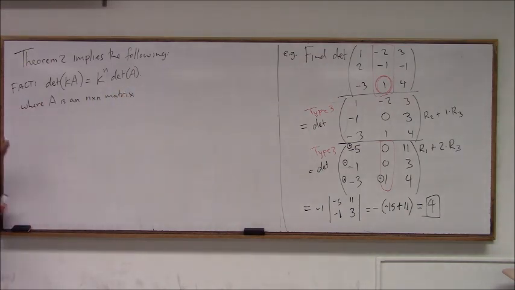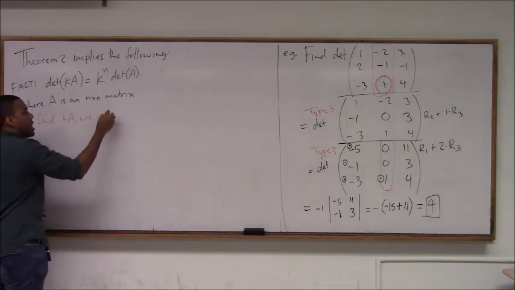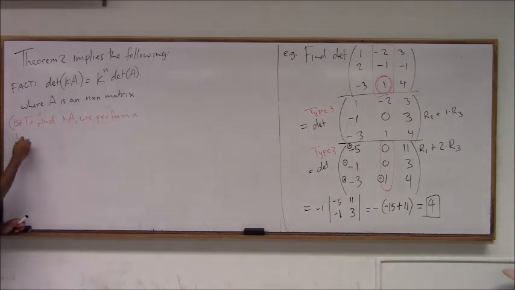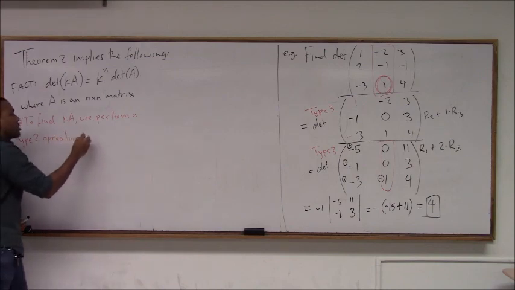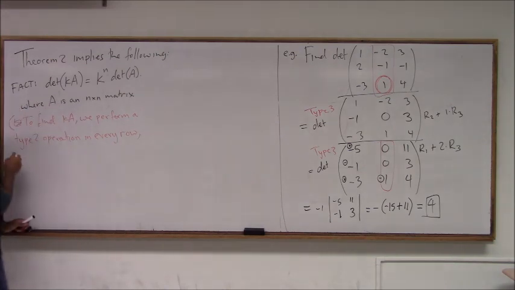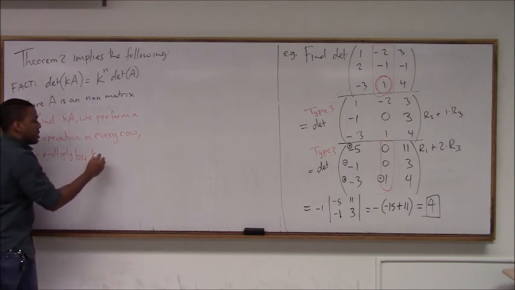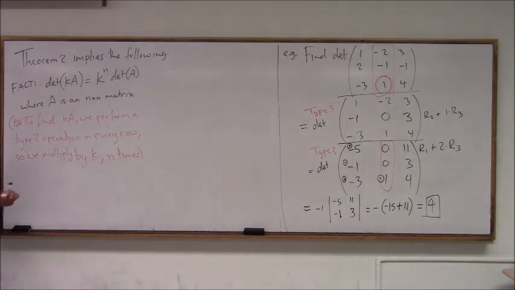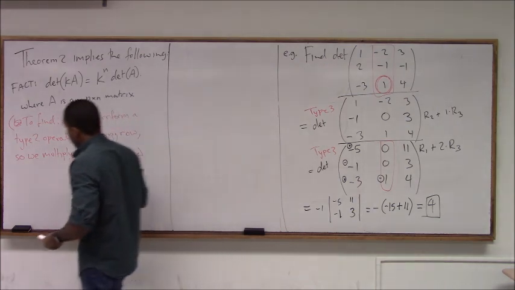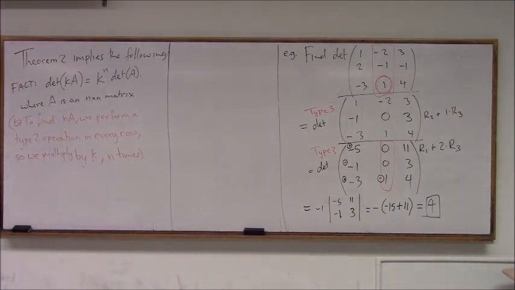So what basically happens here is that to find kA, you perform a type 2 in every row. So we multiply by k n times. So to find k times A, you're literally multiplying every row by k. Every time you do that, you multiply the determinant by k. This happens for every row, so you end up multiplying by k n times. And so the determinant of a constant times a matrix is just the constant raised to the number of rows times the determinant of the matrix. So that's one fact that can help us. Again, this is just to provide a shortcut for finding the determinant.